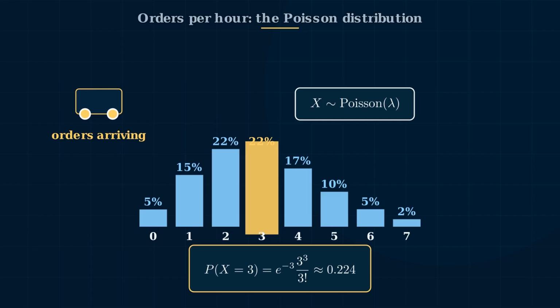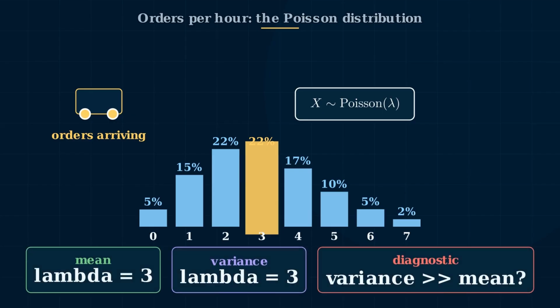A special Poisson property is that both its mean and variance equal lambda. A much larger empirical variance signals burstiness or changing rates, warning us that a simple Poisson model may be inadequate.